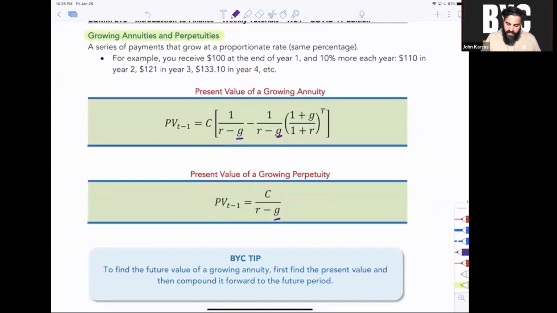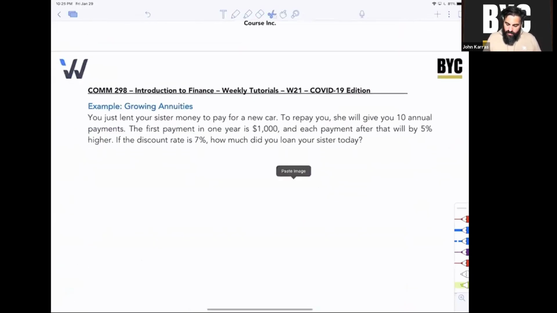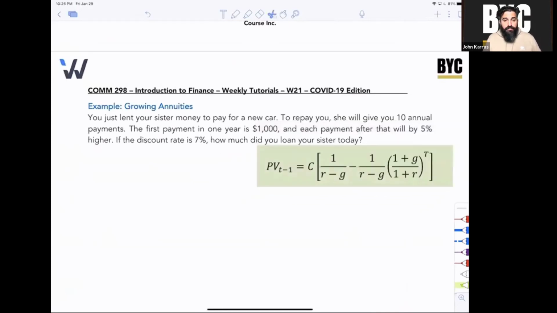The formulas are kind of intense. Well, the first one anyways, the second one's not so bad. So when you're trying to find the present value of a growing annuity, you've got this wonderful thing. So let's give it a shot.